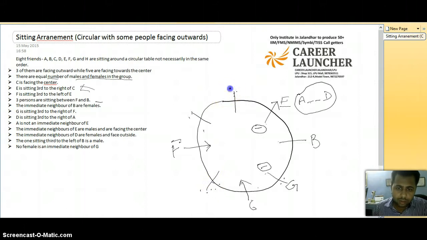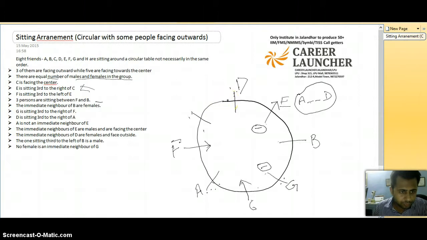Right. Let's look at the next one. It says A is not an immediate neighbor of E. So A cannot be seated here. It is definitely D. A and D. Right.